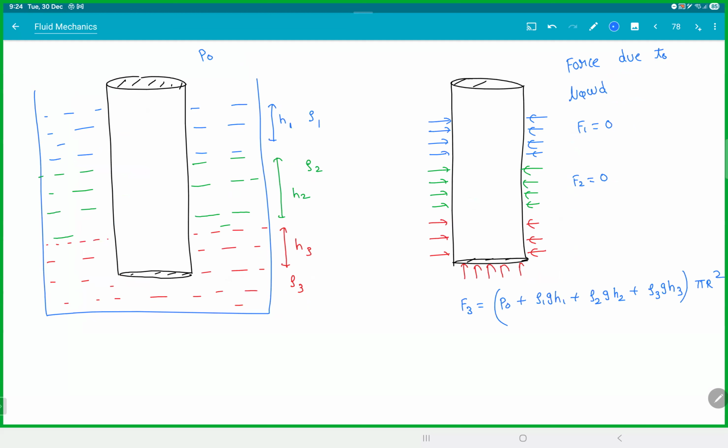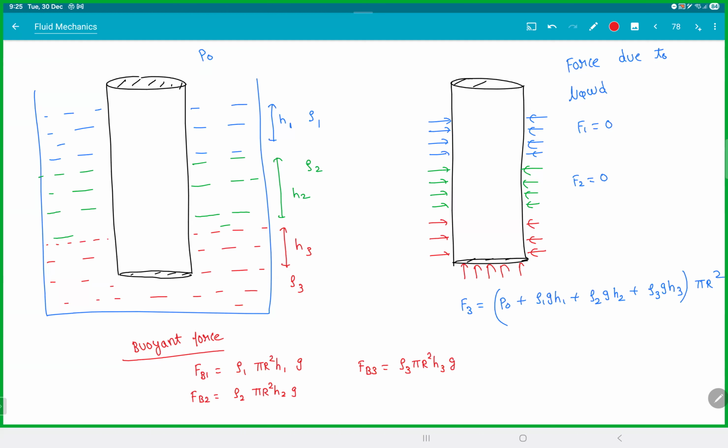Clear with this. But if you just want buoyant force, so FB1 is simply rho 1, a volume is pi r square H1 G. FB2 is rho 2 pi r square H2 G. FB3 is rho 3 pi r square H3 G.